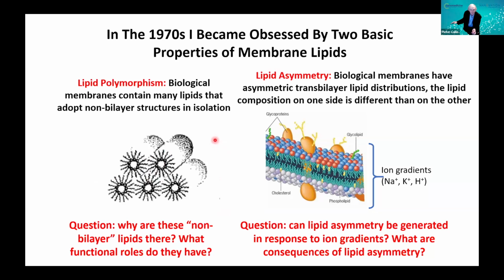So in the 70s, this is when I was in Utrecht, as Ray was mentioning, I became obsessed by, this is the late 70s, by two basic properties of membrane lipids. One is that more than half of the lipids you find in a biological membrane, if you take them out and put them in water, they adopt these non-bilayer structures, hexagonal H2 phase. So pretty relevant question, why are they there and what roles do they have?